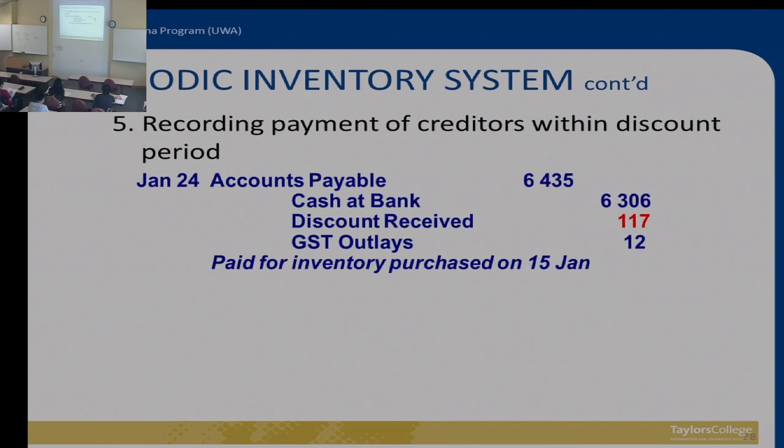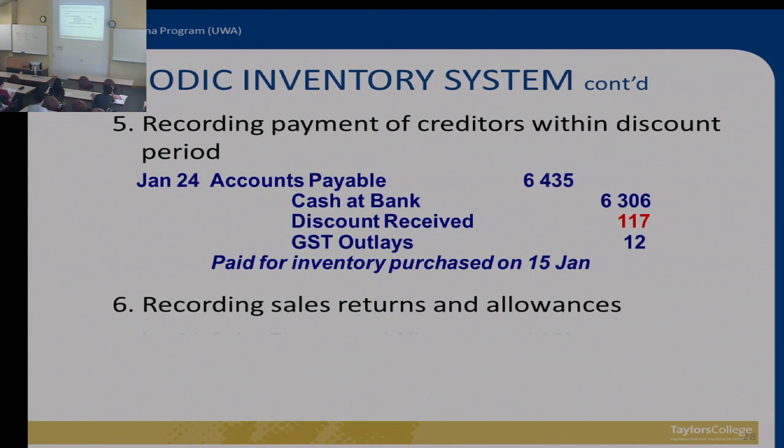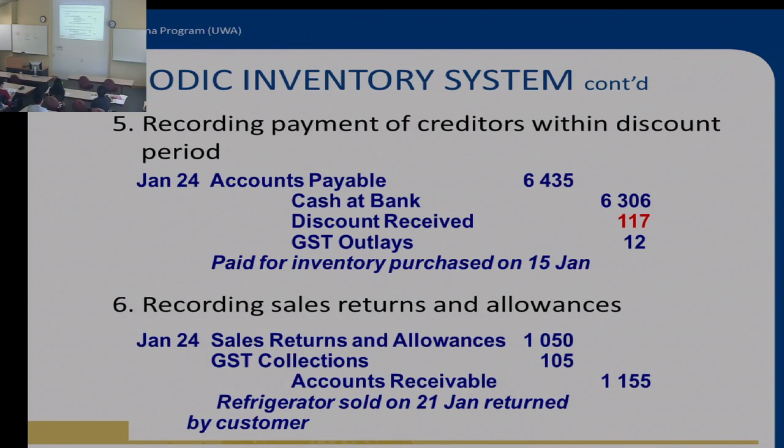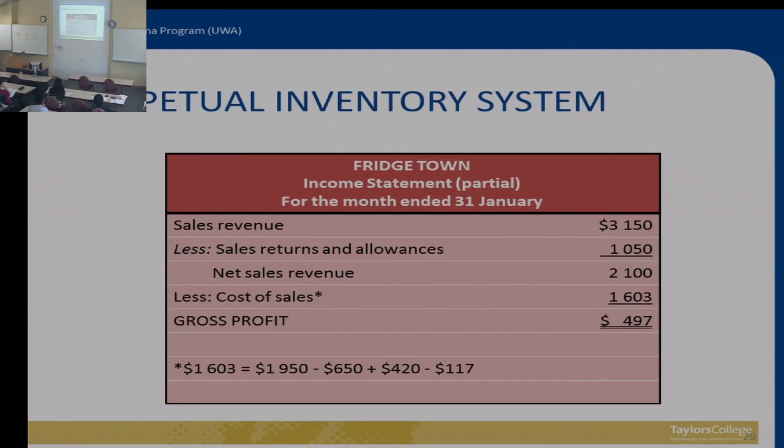Recording payment of creditors within the discount period is exactly the same as the other system. So I won't explain that one again. It's exactly the same as the perpetual system. Recording sales returns and allowances is actually exactly the same as the other system. Remembering sales returns are important information for both the business and for an external person looking at that business. They want to know how much is coming back, so keep it in a separate account. Okay, so those transactions are quite a lot simpler than the perpetual system.